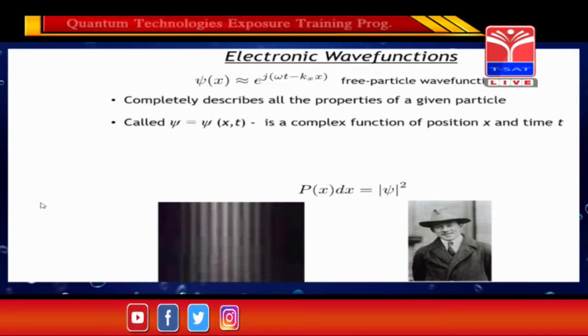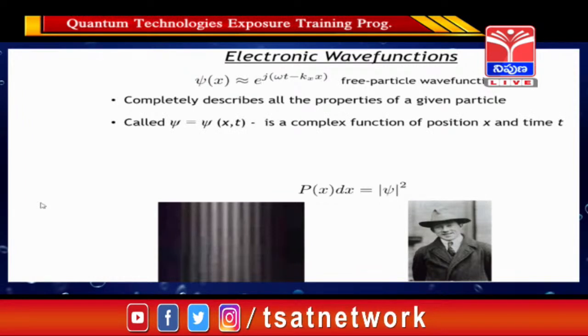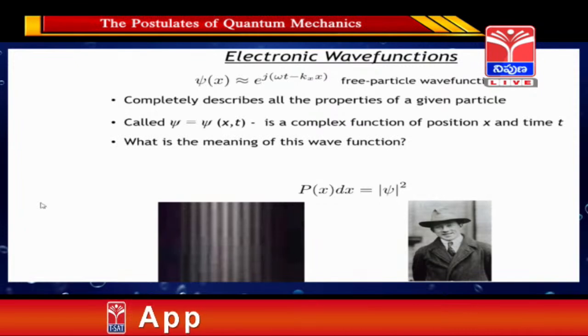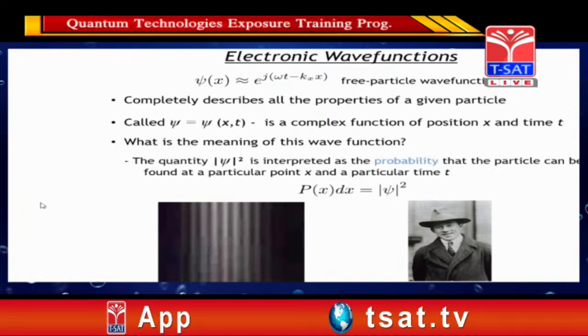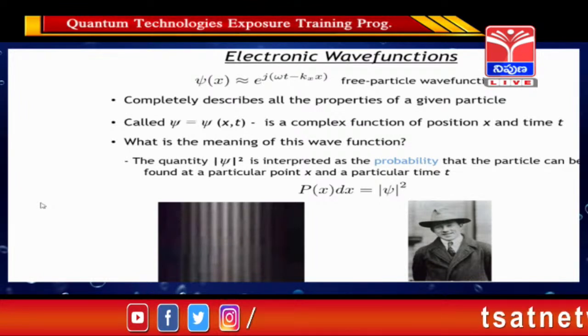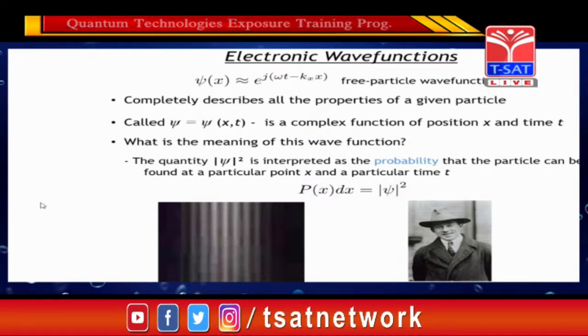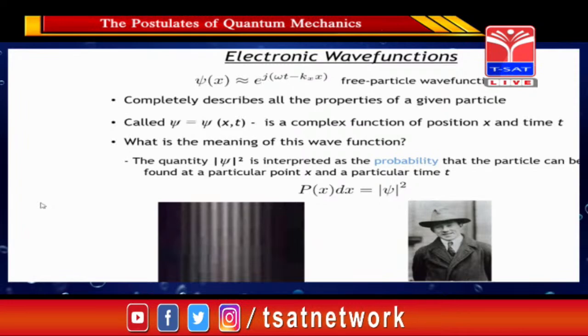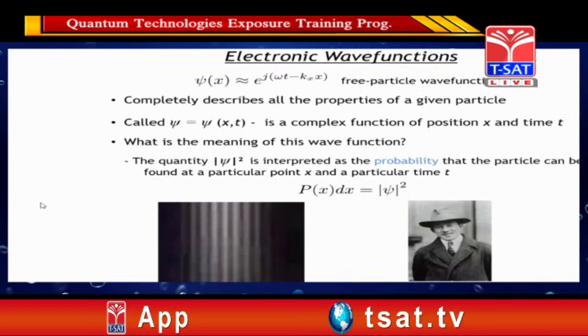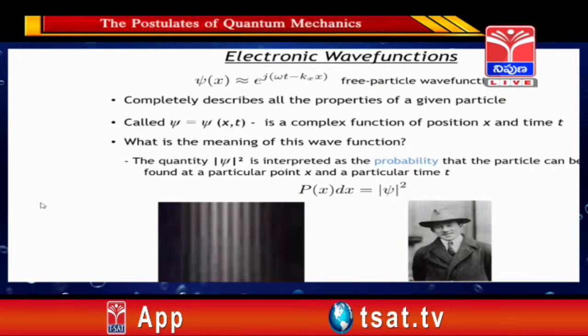So the xi describes the properties of a given particle. It's a complex function, it's general. What is the meaning of this wave function? So this quantity mod xi squared is understood as the probability. The famous physicist Max Born gave this interpretation, so it is also called the Born rule. So this is the interpretation of this wave function xi.